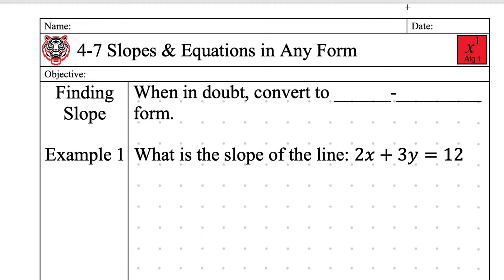All right, so today is Friday, November 8th, 2019. We're talking about slopes and equations in any form. This is kind of your comprehensive review lesson.